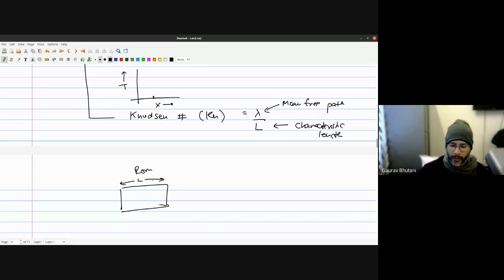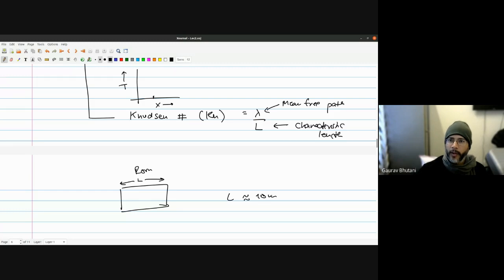1 meter is very small, so let's say 10 meters is the size of the room. So L becomes 10 meters. And lambda, the mean free path, is defined as the average distance traveled by a molecule before it hits another molecule or hits the wall. So if you have a lot of molecules in the room, then the average distance a molecule will travel before it has a collision will be very small.